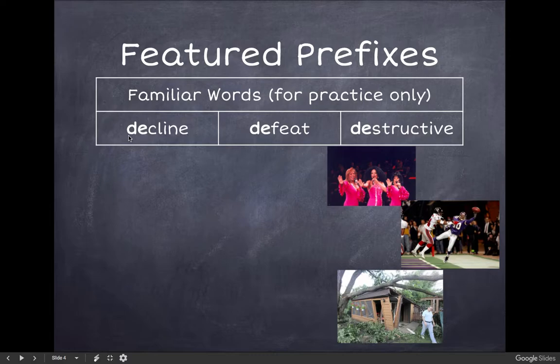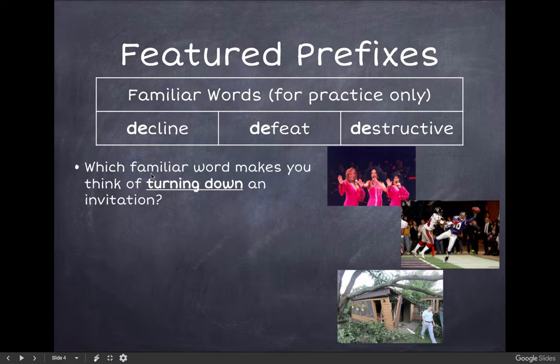Say them after me. Decline, defeat, destructive. Which familiar word makes you think of turning down an invitation? Look up here at the 3 familiar words. Write it down on your whiteboard. Pause the movie now and share what you wrote on your whiteboards.